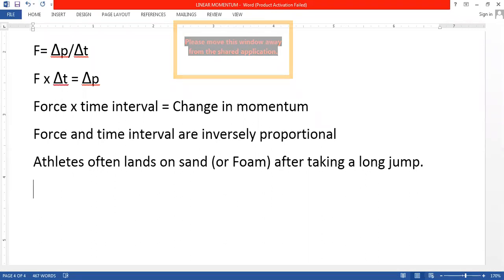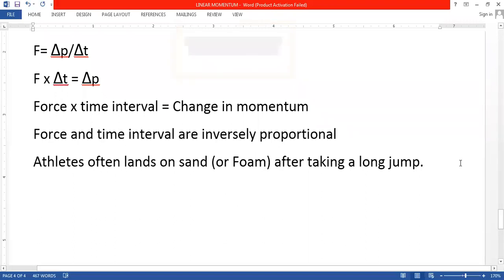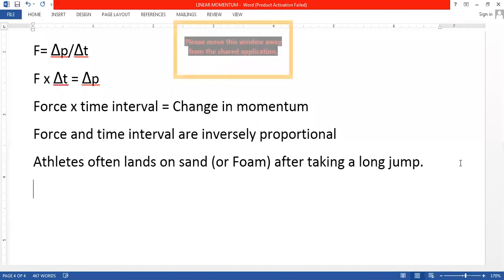Now, assume the athlete is running. Before taking the long jump or the high jump, they run. So when the athlete is running, what does he have? He has momentum, because an athlete has a mass as well as velocity. So when the athlete runs, he has momentum.